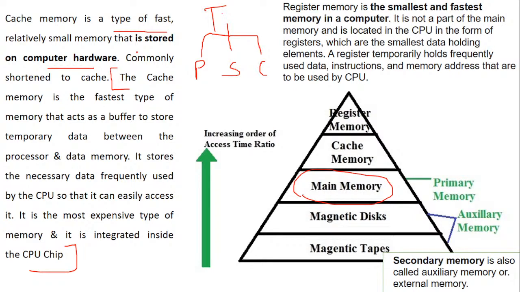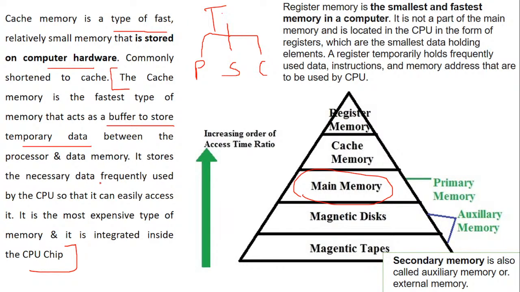Again, it is a type of volatile memory. I have told you the meaning of volatile: it means temporary. Speed is high over here. Those who are taking running notes can please write it down. This cache memory acts as a buffer to store temporary data, and here they have used the word temporary, but you can use volatile, between the processor and data memory.